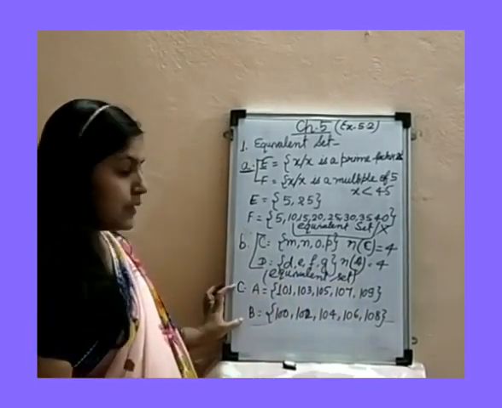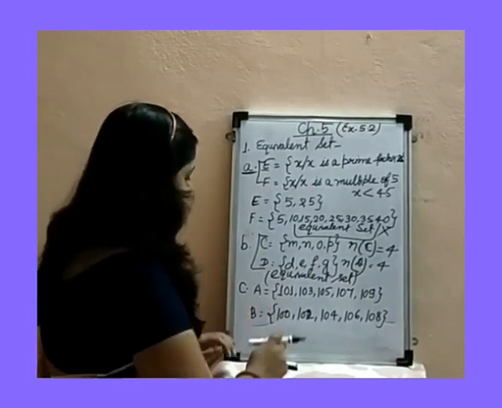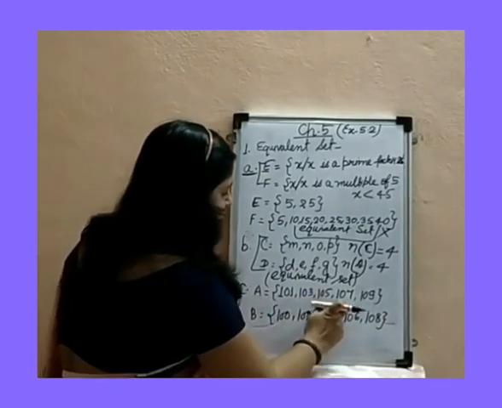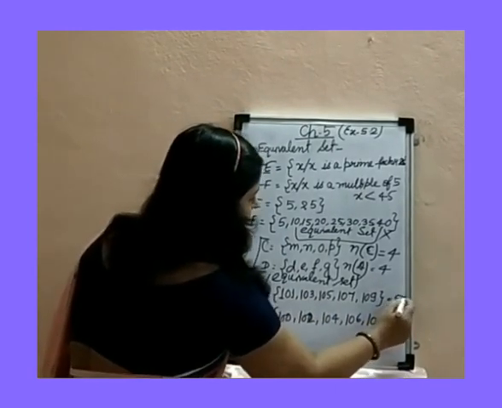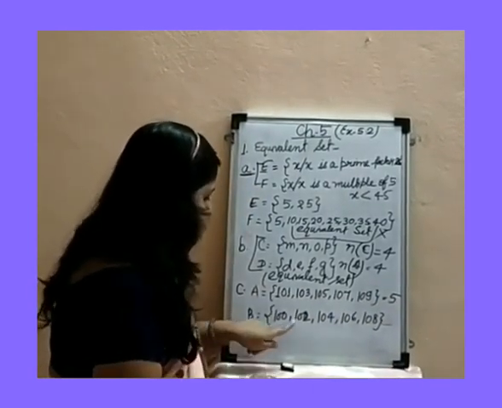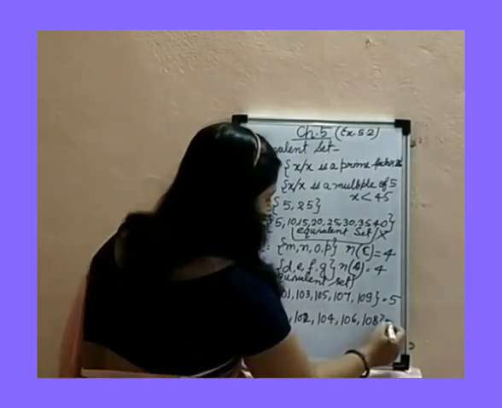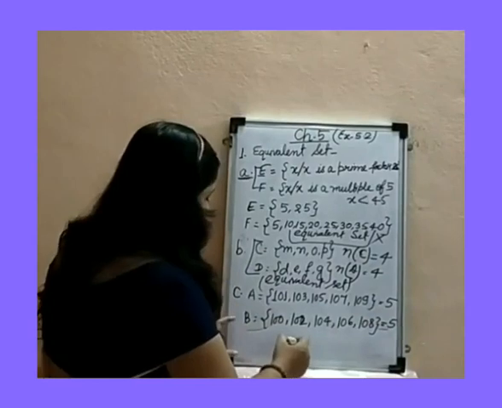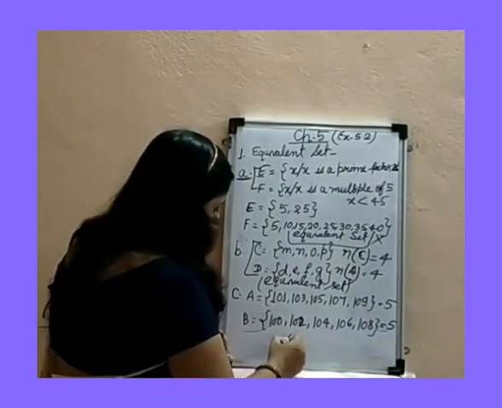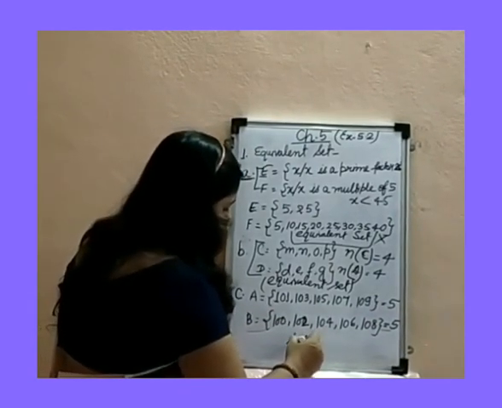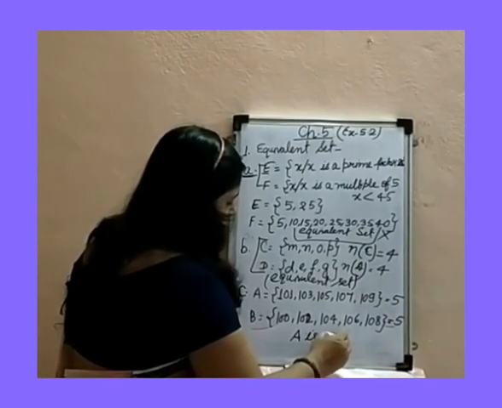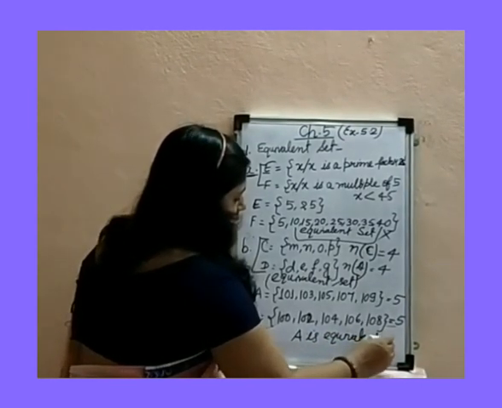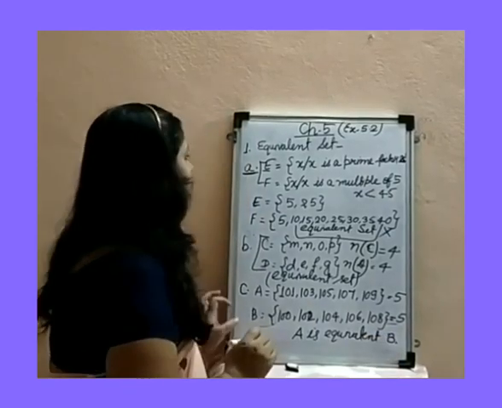Now question number C: the number of elements in set A is 1, 2, 3, 4, 5 and in set B 1, 2, 3, 4, 5. Both sets have the same number of elements, so set A is equivalent with set B.